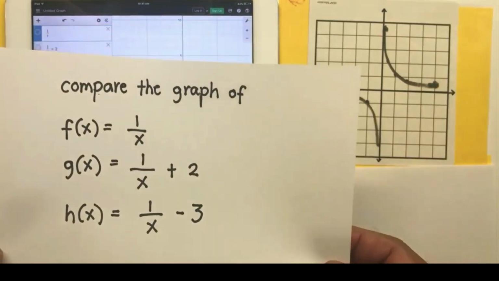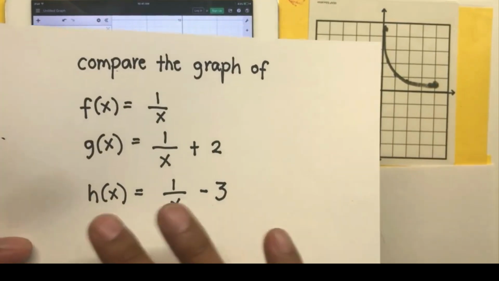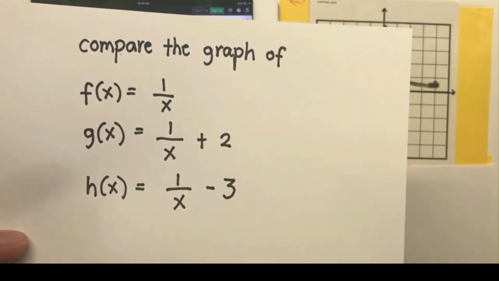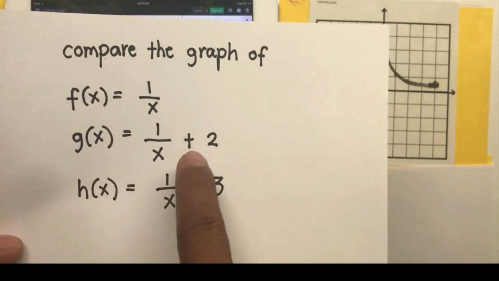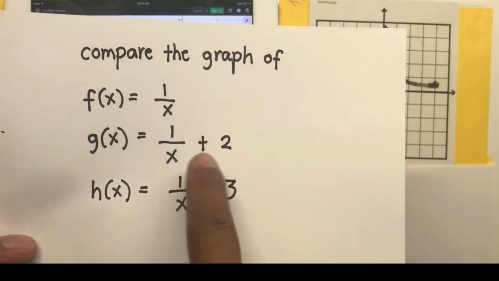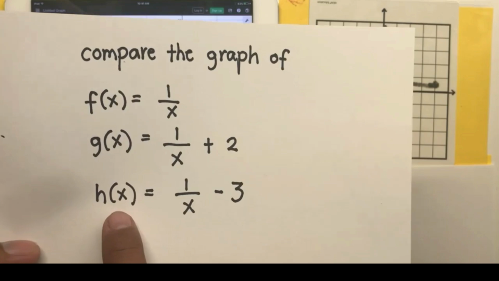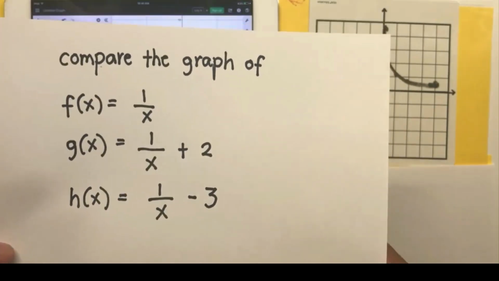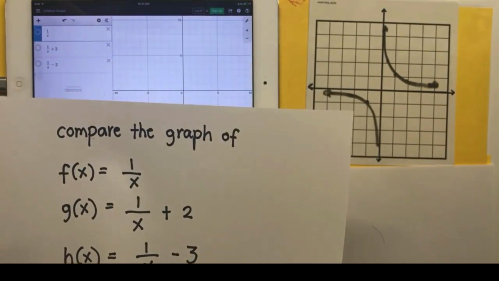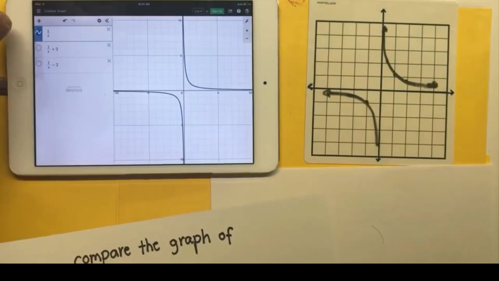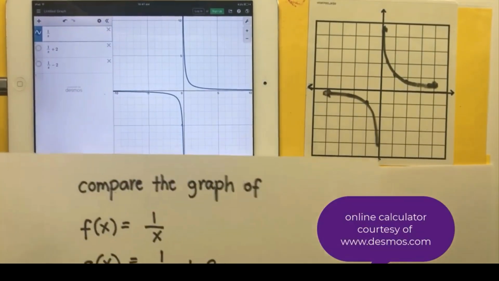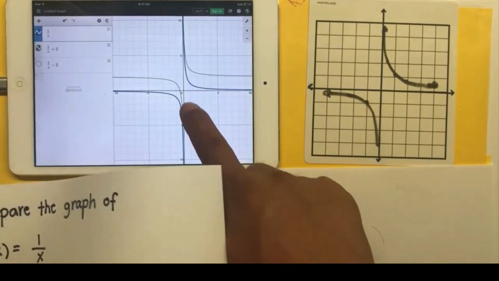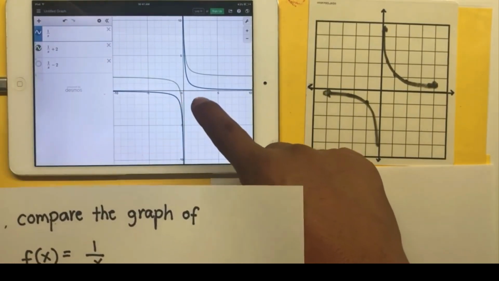Now in the second part, let's do the comparison of these three functions. f of x is the parent function again, 1 over x, and then we have g of x where we added a constant 2 to the parent function, and then we have h of x where we subtracted 3 from the parent function. So let's look at the graph in the Desmos graphing calculator. So that one is the graph of the parent function 1 over x. If we add 2 here, this is the resulting graph. The green one is the resulting graph.